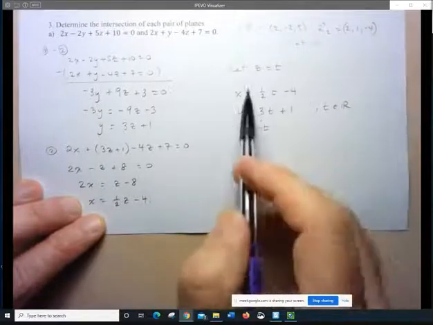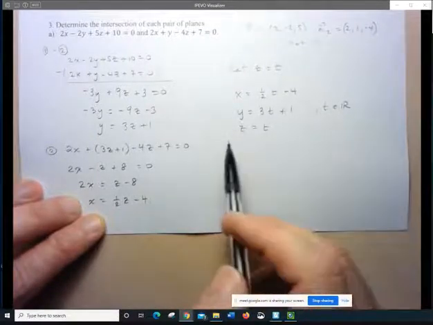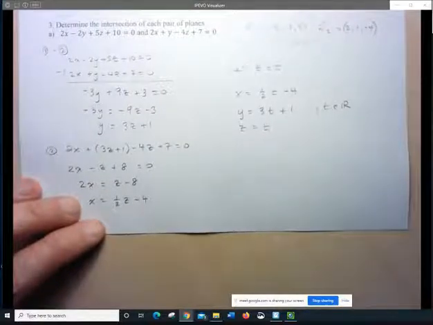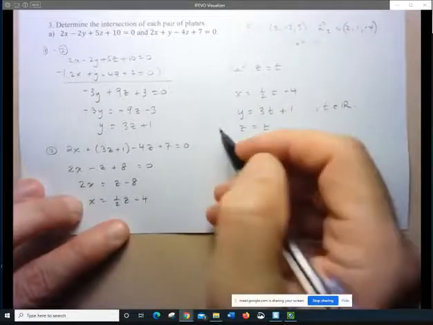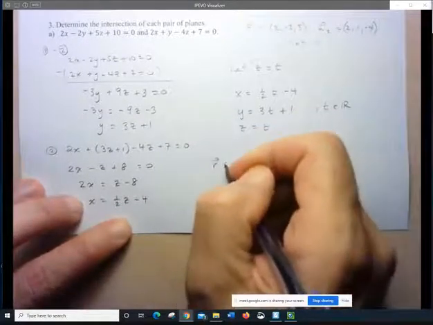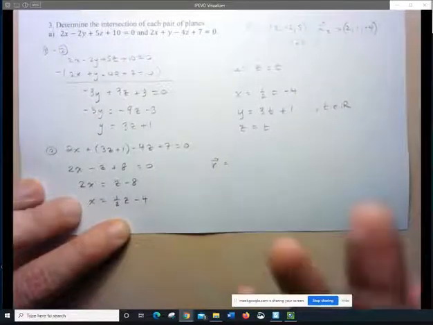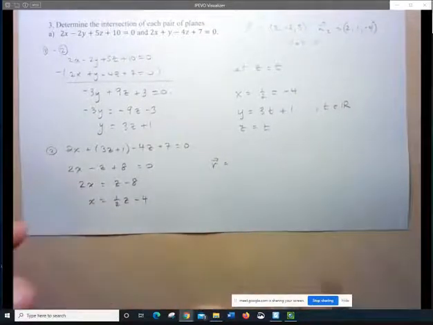And lo and behold, what do these set of equations represent? There you go. There's your equation of the line. Now, if you want, you can even take this and write it in vector form. Not something I would expect you to do unless I ask you to.